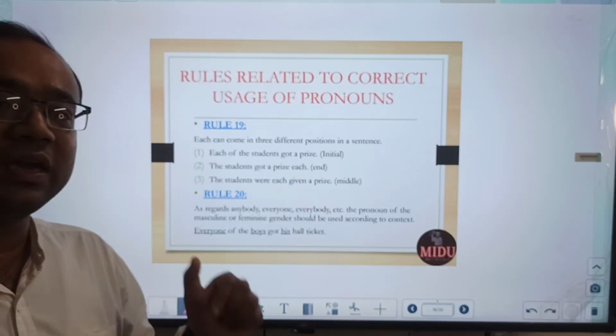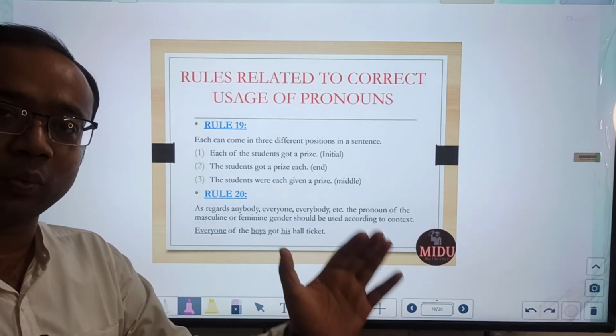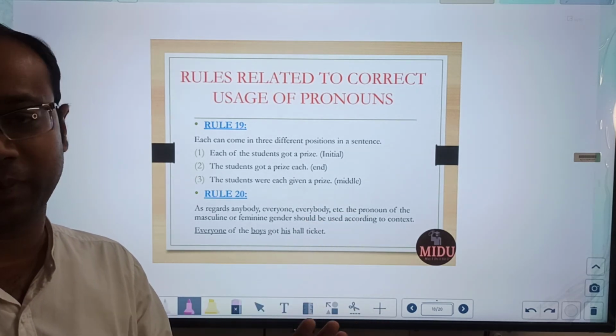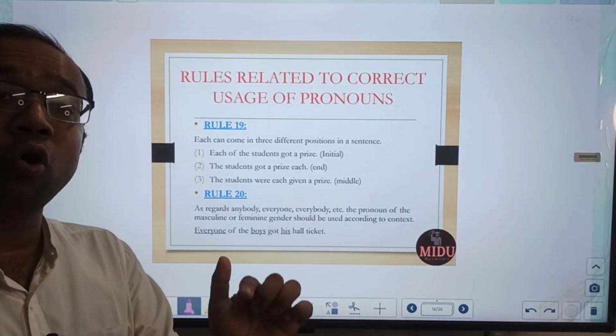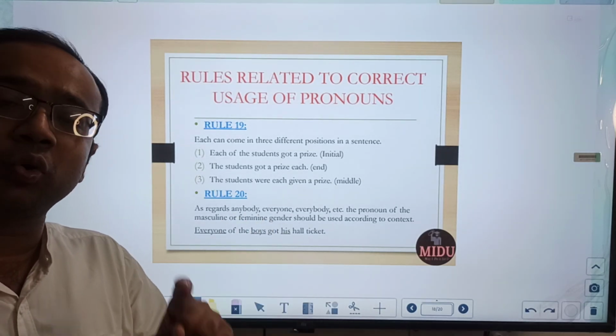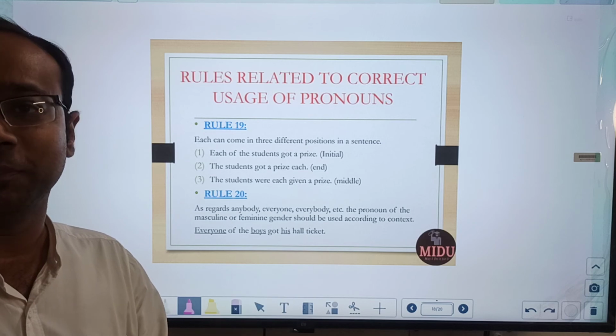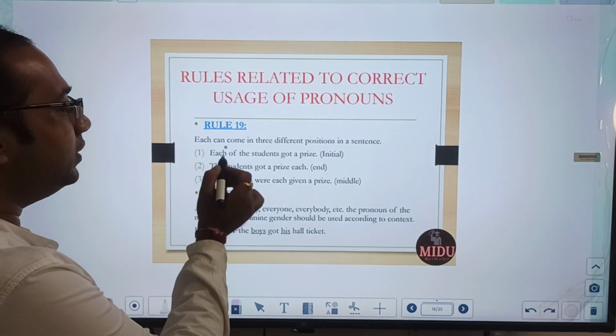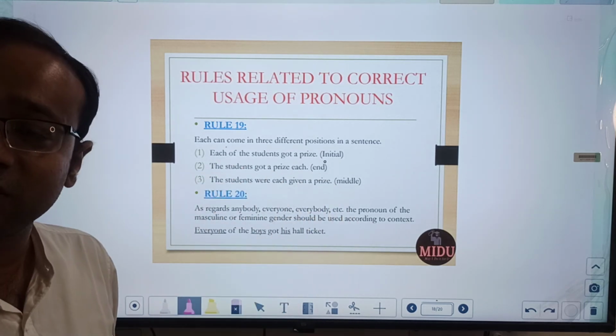When you are saying each of the students got a prize, if there are 20 students, it means everyone got a prize. The students got a prize each. Here what it means is that those 20 students got only one prize, not multiple. Just by using this "each" in starting and ending, meaning is changing.